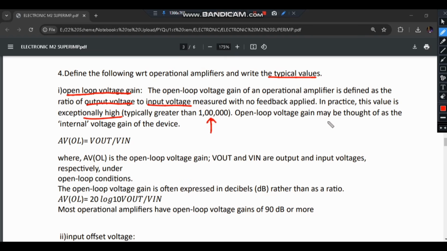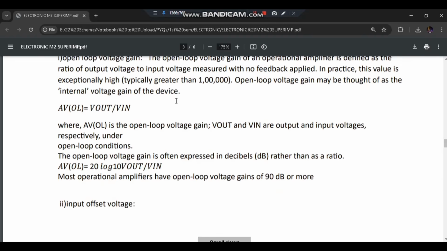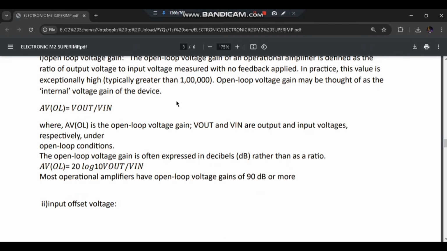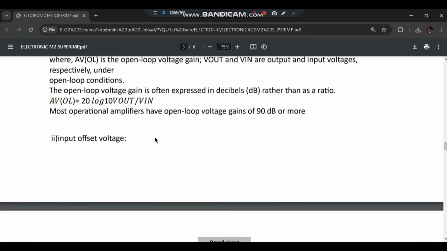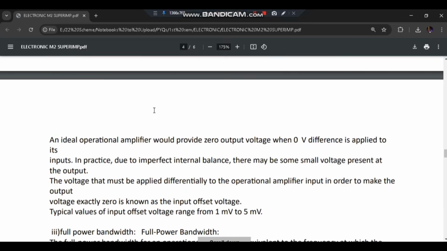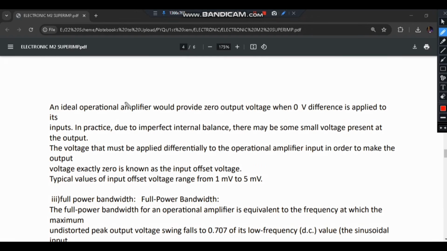It can be thought of as an internal voltage gain. That is the open loop voltage gain, that is output voltage divided by input voltage, V out by V in. Next is input offset voltage. What is input offset voltage? Input offset voltage is that an ideal amplifier would provide zero output voltage when zero difference is applied.